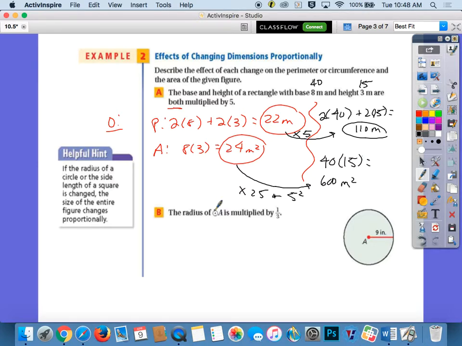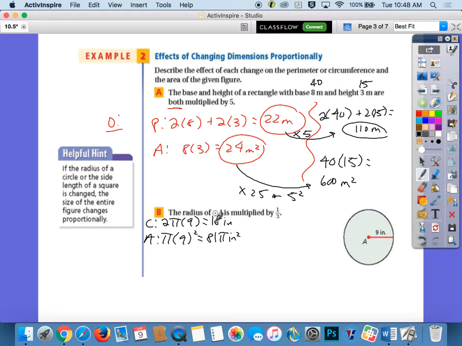Okay, so let's go ahead and deal with their circumference. The circumference is, of course, 2 pi times your radius. So this is my original, and I end up getting 18 inches. And then for my area, of course, pi r squared, so pi times 9 squared is going to give me 81 pi inches squared. I'm just going to leave it in terms of pi so I don't get bogged down in the decimals.